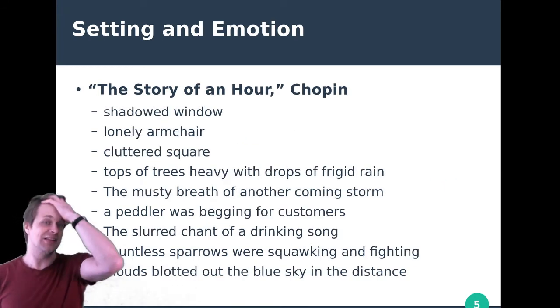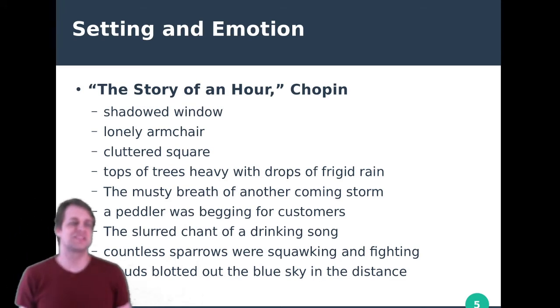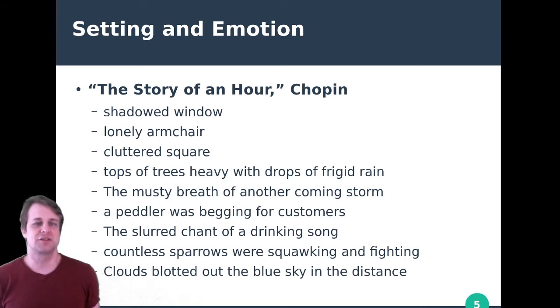We could very easily change all of these details. I did this, it took me less than a minute to change all of these details to something that reflects a more negative emotion. And this points the reader to a different way of looking at things. If the window, instead of being open, is shadow, the armchair is lonely, the square is cluttered, you can read the rest of these. Like, all of these point in a more negative direction. And so you can see that Kate Chopin was pointing the reader toward believing a certain thing about Mrs. Mallard's emotions before we even got there in the text.